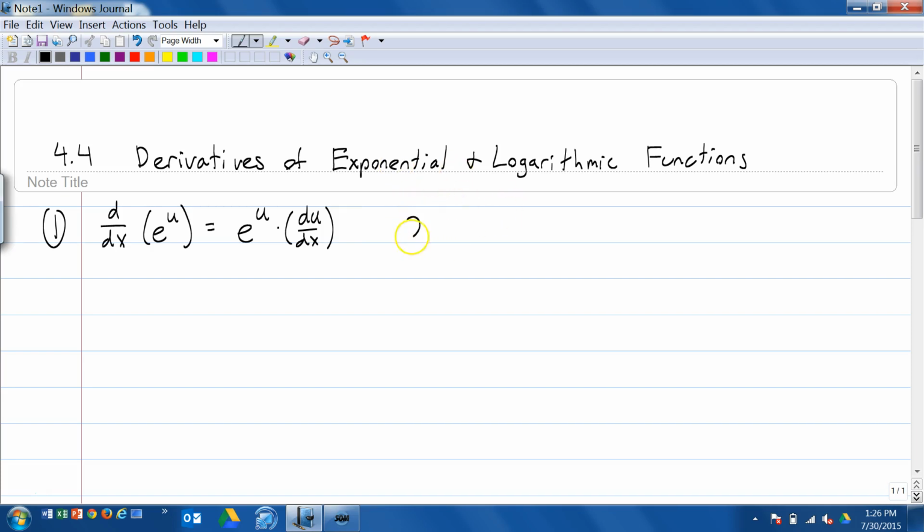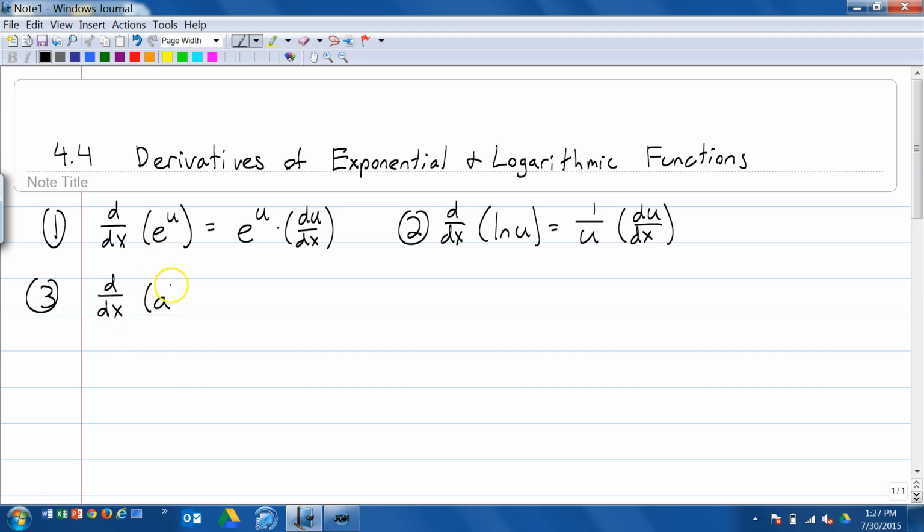If you want to take the derivative of natural log of u, it's equal to 1 over u times the derivative of u with respect to x. So those are the first two. The third one now is if it's not base e but some other base. It's very similar to base e except for we need a natural log of a to convert it here.